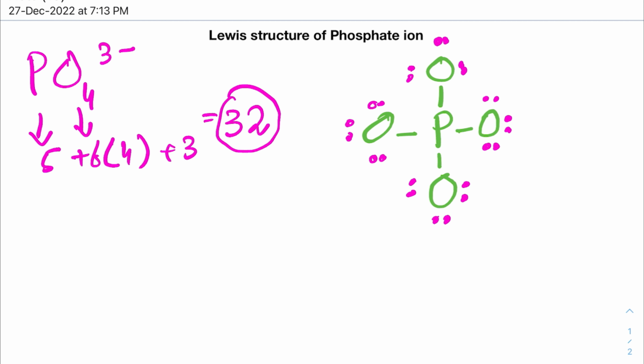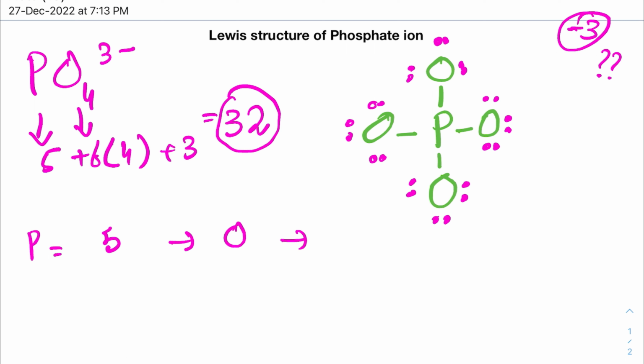But how about the remaining minus 3 charges on it? Where do we accommodate these minus 3? So let's see what the formal charge on phosphorus is. It has 5 valence electrons, then 0 non-bonding electrons, and bonding electrons divided by 2 is 8 divided by 2, so the overall charge on it is +1.